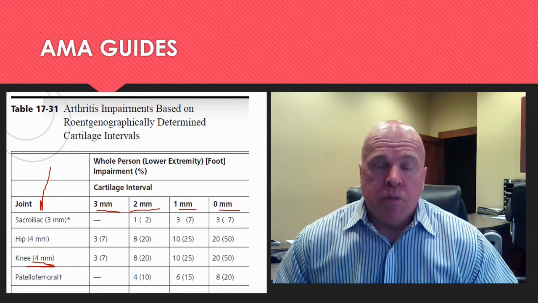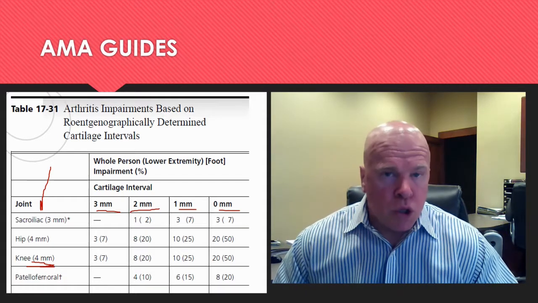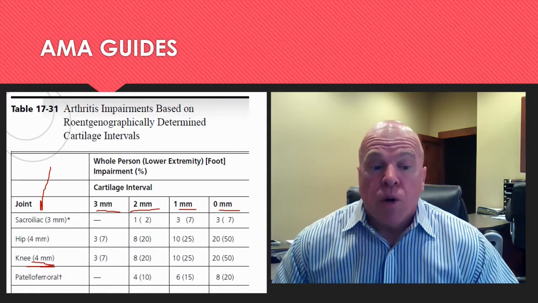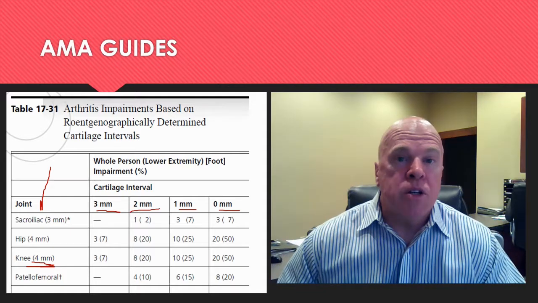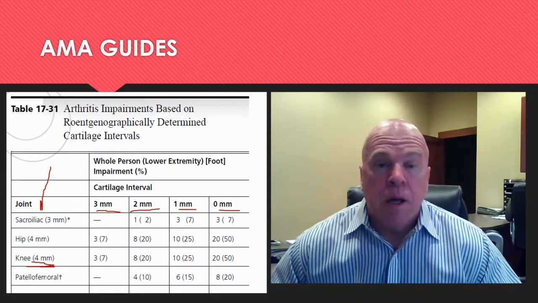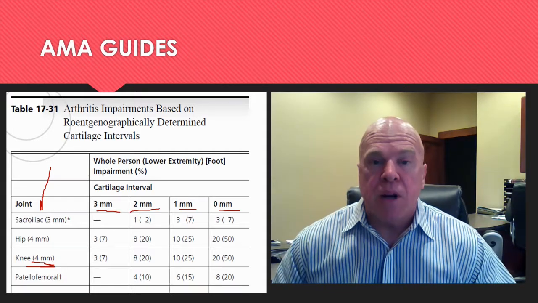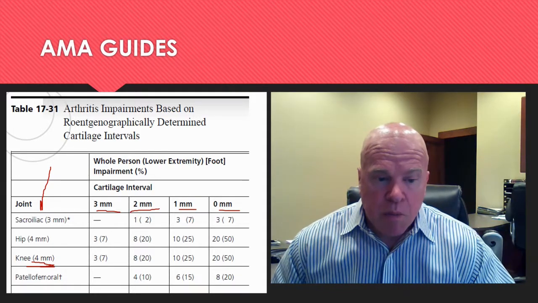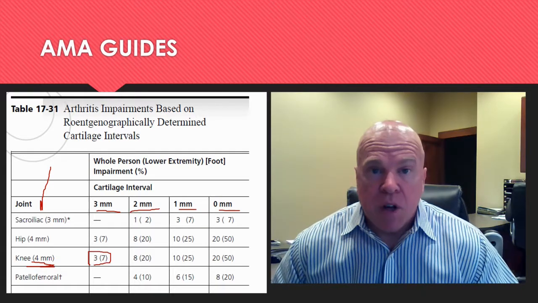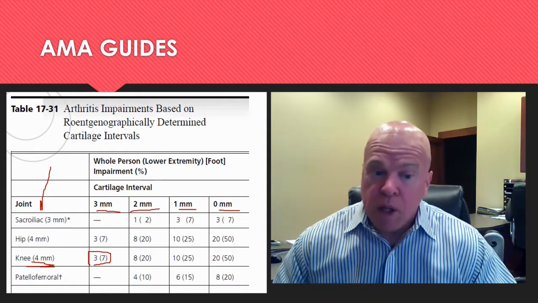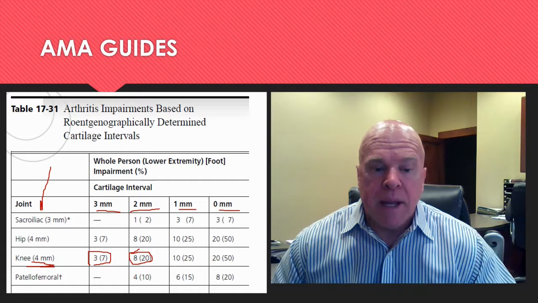So the first permanent impairment rating is provided when the cartilage interval is reduced to 3 millimeters. We don't have a permanent impairment rating for a 3.5 millimeter cartilage interval or a 3.8 millimeter cartilage interval, but when the cartilage interval diminishes to 3 millimeters, then we provide for 3% whole person impairment. If the cartilage interval diminishes to 2 millimeters, that qualifies for 8% whole person impairment, and so on.